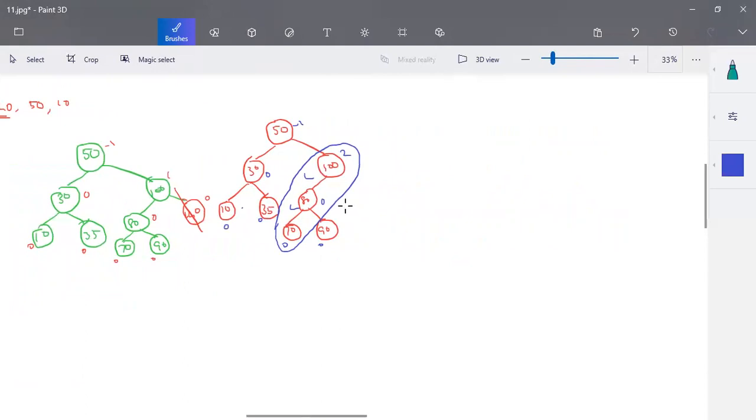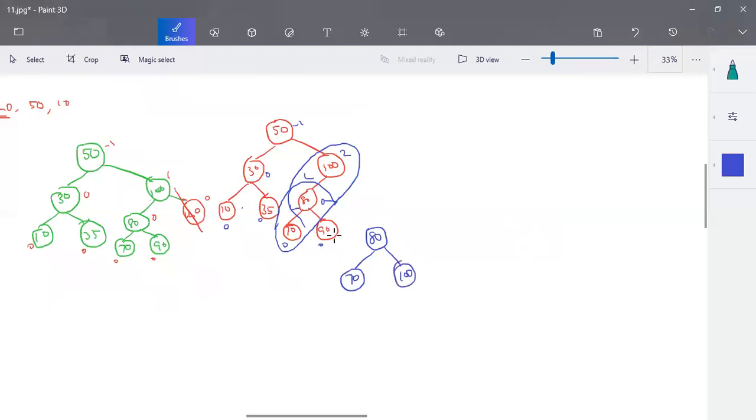So how do we perform an LL rotation? You have to perform it like this. 80 will remain as it is, 70 will be its left child as it is, and 100 will be pulled down as the right child for 80.